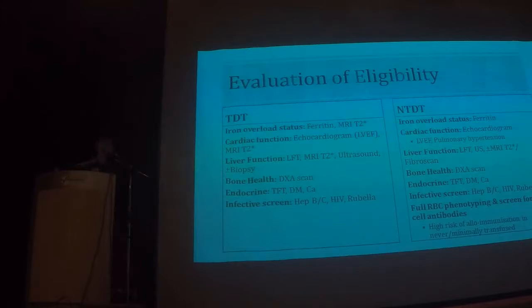Chronic hemolysis and chronic anemia can predispose a patient to pulmonary hypertension. This is something a lot of people overlook. The mechanism is multifactorial and not truly well understood, but it is quite well documented. Liver function, for TDT, you want to again assess the iron.